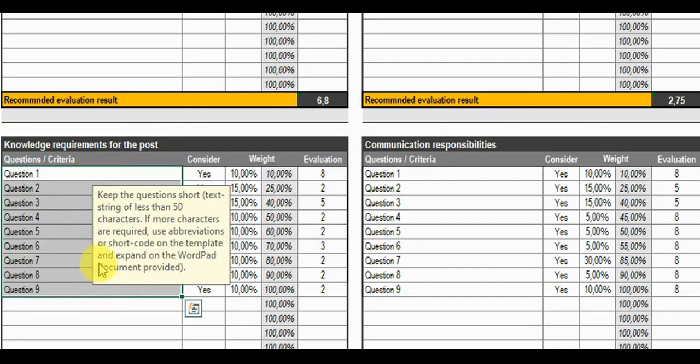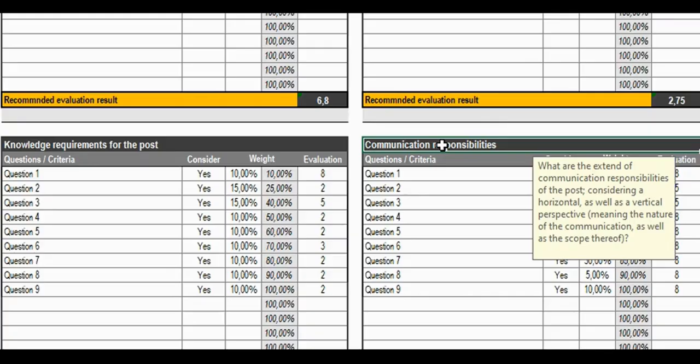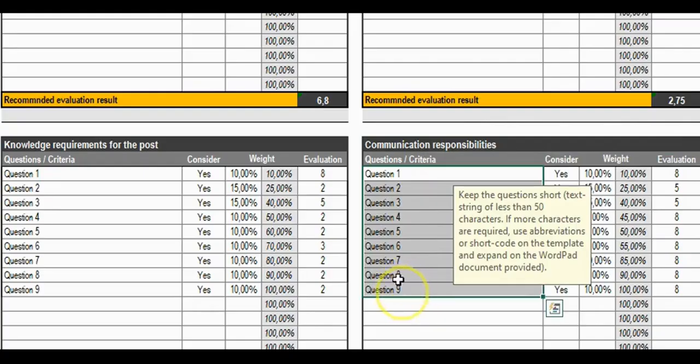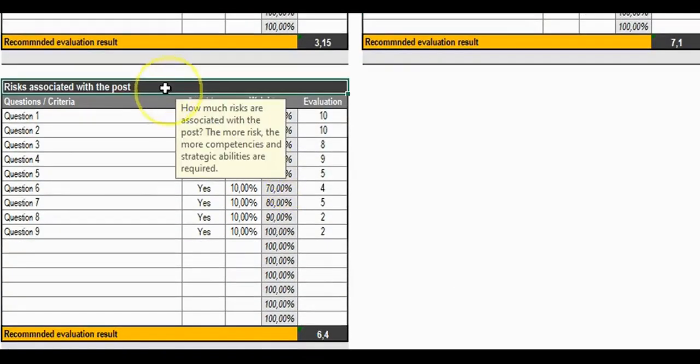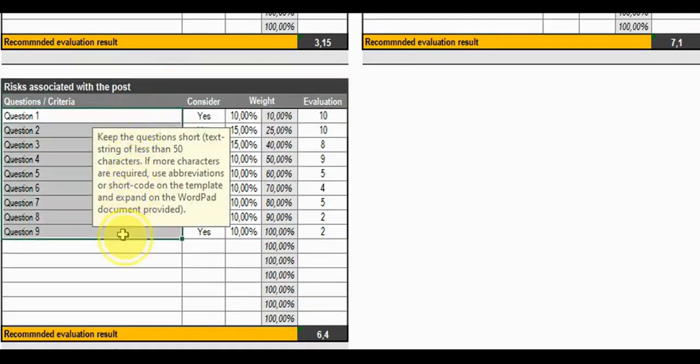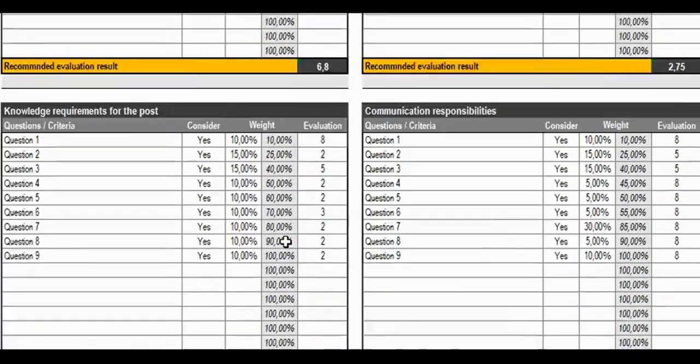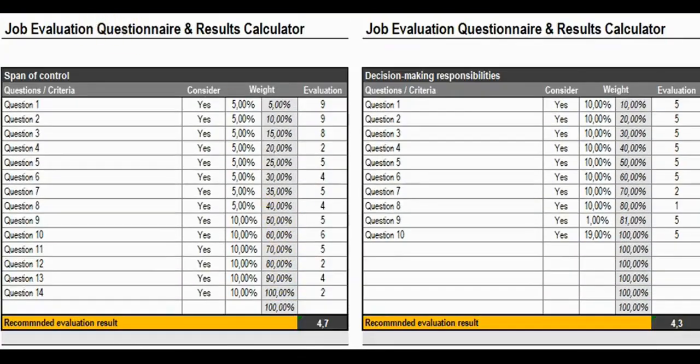KSAs are knowledge, skills, and abilities that a person must possess in order to perform the duties of his or her position. KSAs serve as a guide for the enterprise to evaluate and assess a person's likelihood for success in a job. What is the extent of communication responsibilities of the post, considering a horizontal as well as a vertical perspective, meaning the nature of the communication, as well as the scope thereof? How much risk is associated with the post? The more risk, the more competencies and strategic abilities are required.